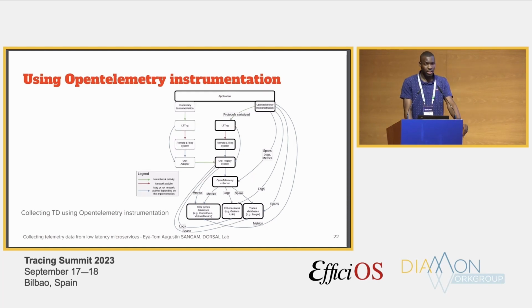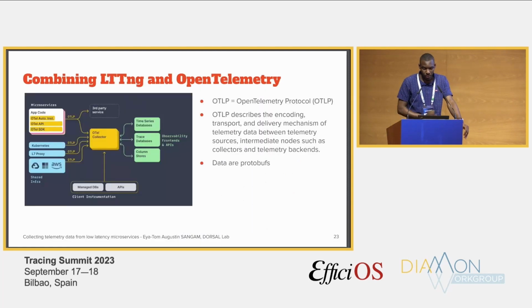The other way is to use OpenTelemetry instrumentation. You use the OpenTelemetry APIs to collect telemetry data, then you serialize it with protobuf and send it to LTTng. When it's in LTTng, you don't have to adapt anything afterwards because it's already in the format that telemetry backends know, and then you just need to send it to the collector, which will dispatch it later. You can view it this way: you have the application code, you have the OpenTelemetry libraries, and instead of sending the data to the collector, you send it to a third-party service, which in our case is LTTng.